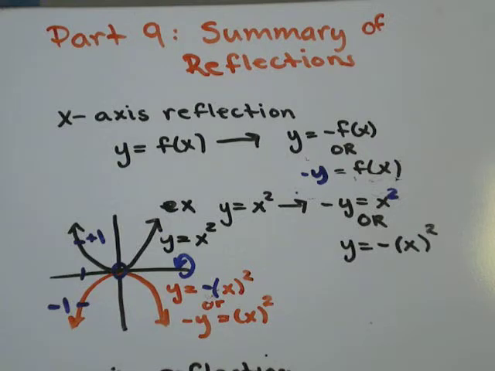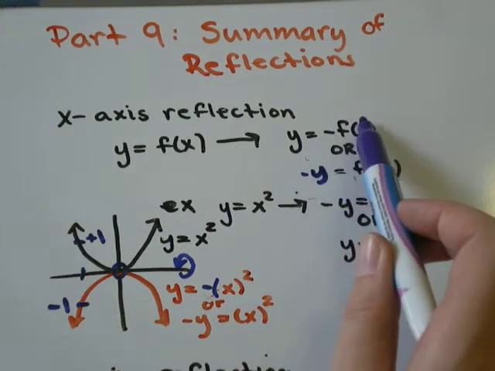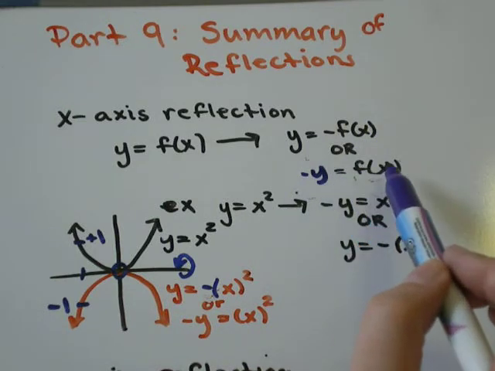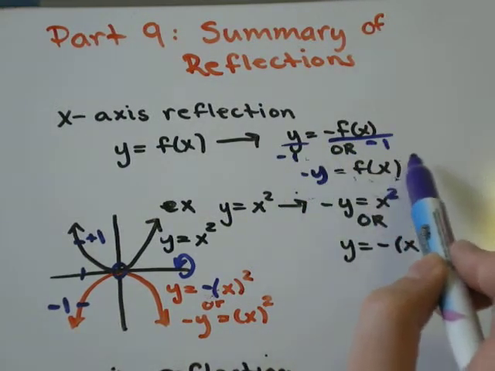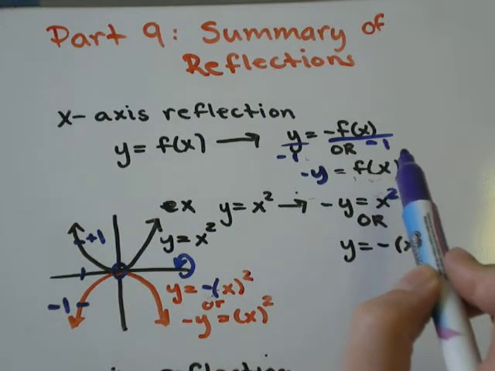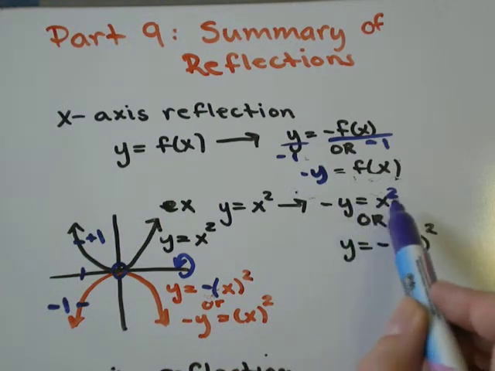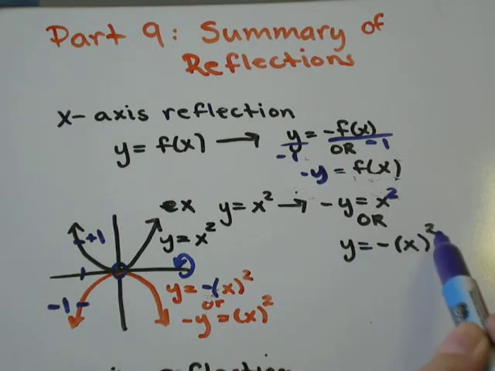The first one is a reflection about the x-axis. You'll see that written as y equals f of x will become y equals negative f of x, with the negative outside of the brackets, which is also the same as negative y equals f of x. If I divide by negative 1 on both sides, I would get the equation I have down here. What I've done in black is graph y equals x squared, and then I've graphed negative y equals x squared, which is the same as y equals negative, outside the brackets, x squared.